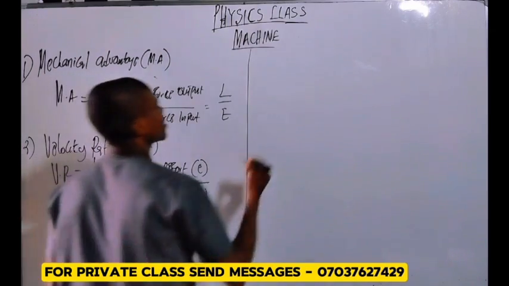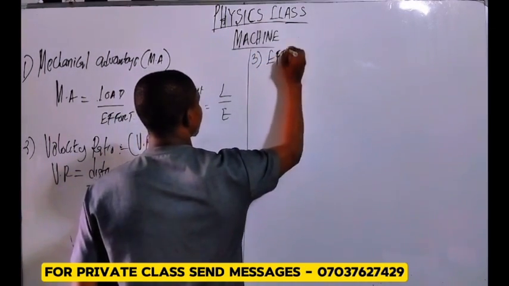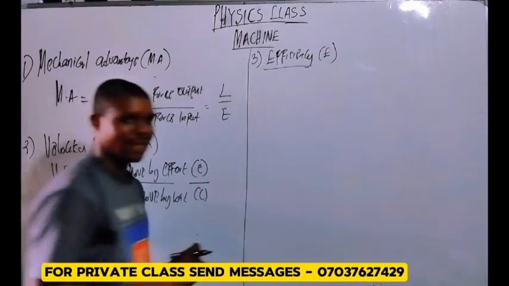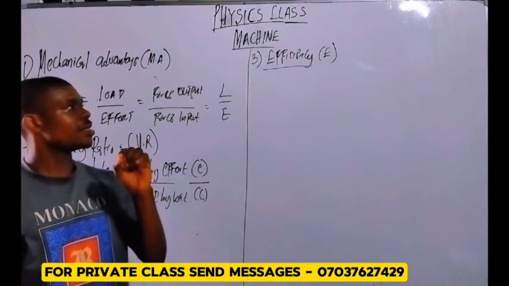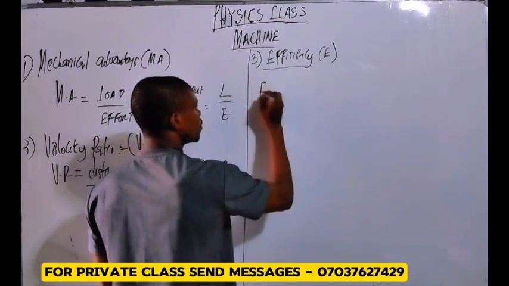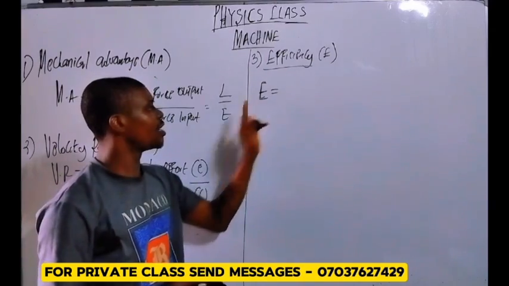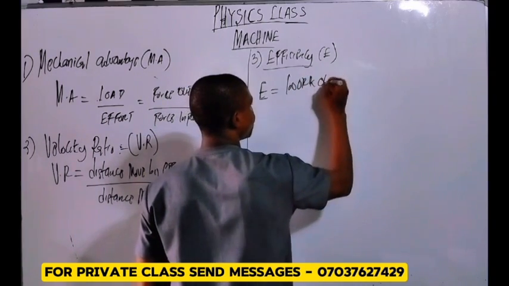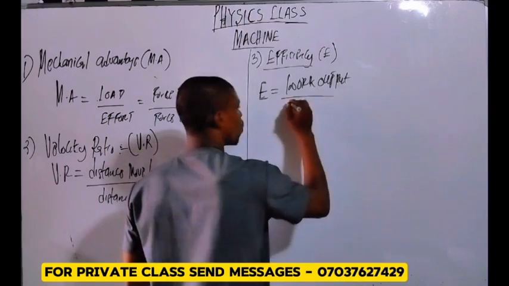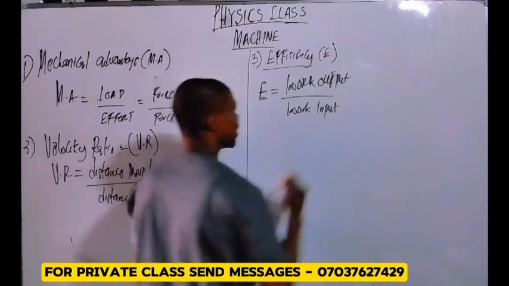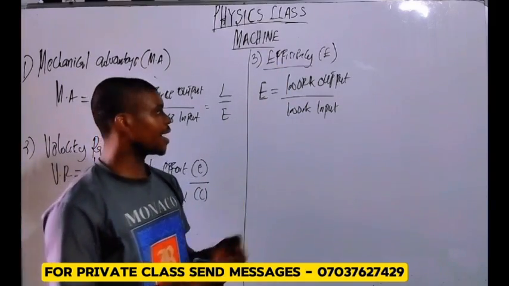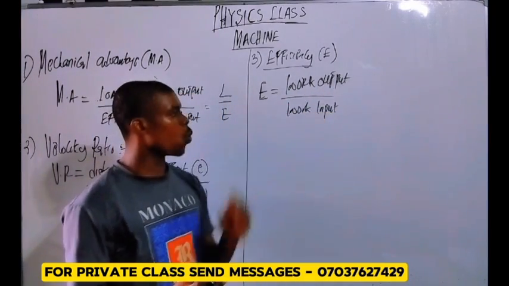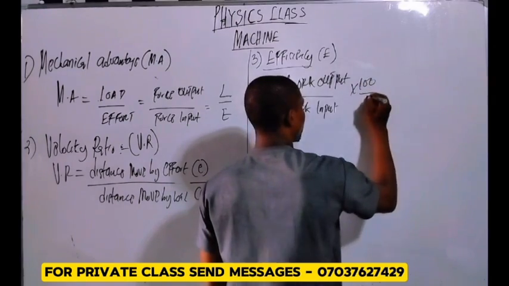Number 3 is called efficiency. Efficiency of the machine. Do you understand? Which is called the efficiency of the machine. Now the formula for efficiency is work output over work input. This is one of the definitions, one of the formulas, because we have various formulas for efficiency. Work output over work input times 100 over 1.